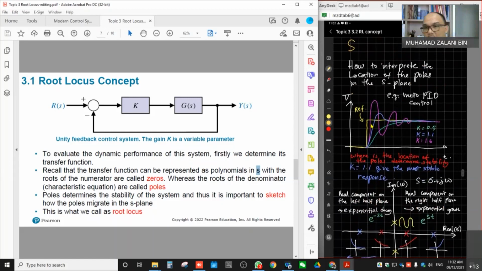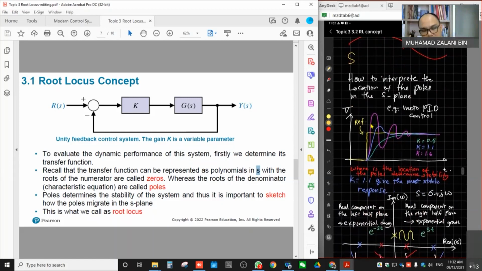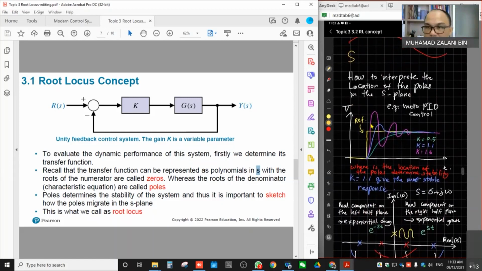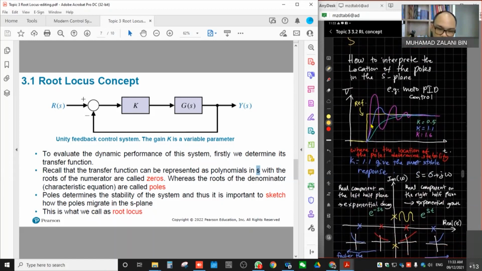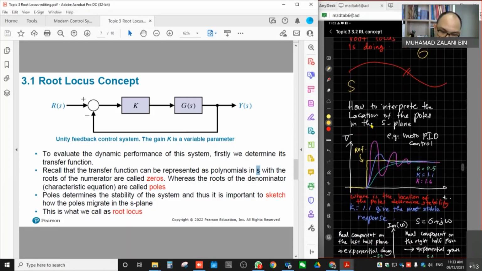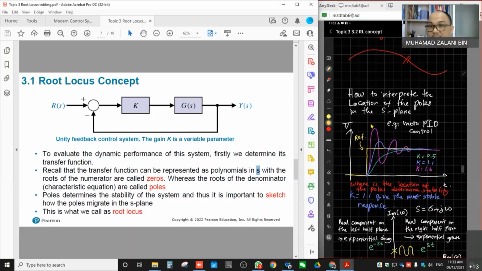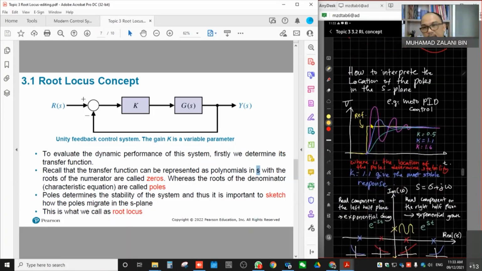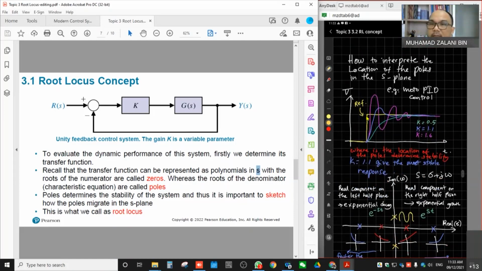how you can interpret the location of the poles on the S-plane. Okay. So, saya nak sentuh sikit sini. Explain sedikit, supaya kita faham stability. Let's say saya ada satu, bukan robot, saya tak nak guna robot. Paling senang kereta lah, okay? Satu kereta. Okay, saya nak pergi pada yang ni. How to interpret the location of the poles in the S-plane?